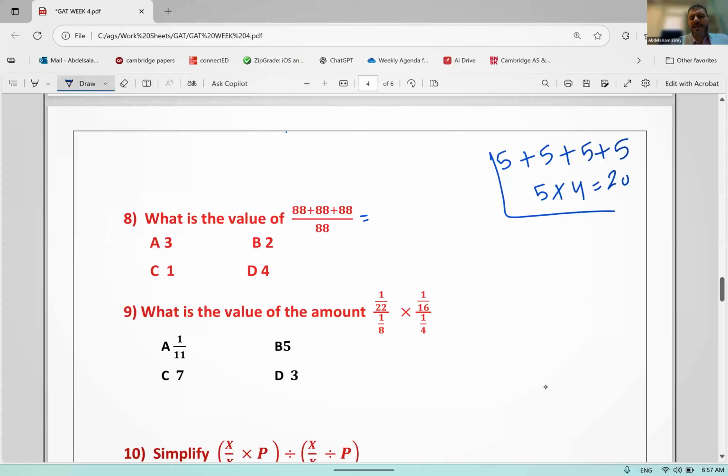88 is repeated how many times? 88 is repeated 3 times. Can I cancel the 88 and the 88? So the answer equals 3. Because the repetition of addition is multiplication, and the repetition of multiplication is exponent. Later we will take it.